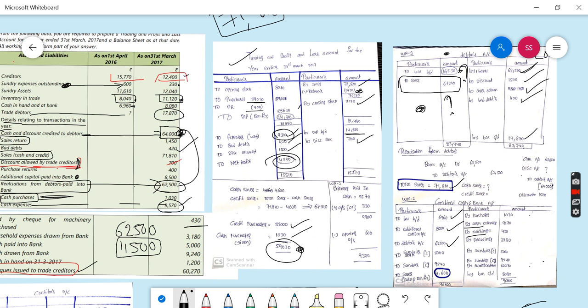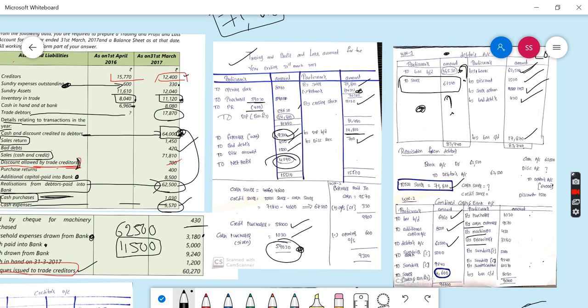And then household expenses drawn from the bank. How much? 3,180. So drawings account debit to bank account. In the bank account, by drawings 3,180, right? And then cash paid into bank. So this is a contra entry, right?